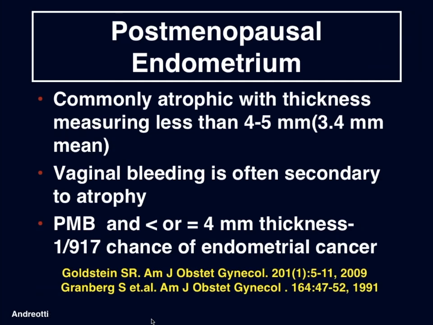So what about the postmenopausal endometrium? This is commonly atrophic, with a thickness measuring less than 4 to 5 millimeters, with a mean of about 3.4 millimeters. Vaginal bleeding in these patients is often secondary to just atrophy, the lining being so thin. And if these patients have bleeding, and it's less than or equal to 4 millimeters in thickness, there is a very, very small chance of endometrial cancer. It's been reported to be about 1 in 917.